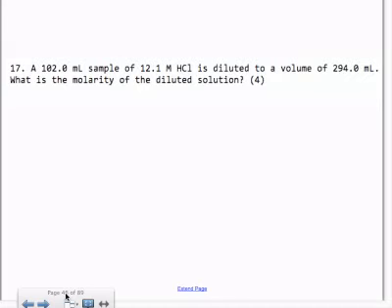Okay, this is the dilution problem. A 102 milliliter sample of 12.1 molar HCl, that's sort of the way it comes from the supplier, very concentrated, is diluted to 294 milliliters. What is the molarity of the dilute solution? So we've taken a certain amount of concentrated acid, we've added more water, so we're diluting it, and we want to know what's the new concentration.